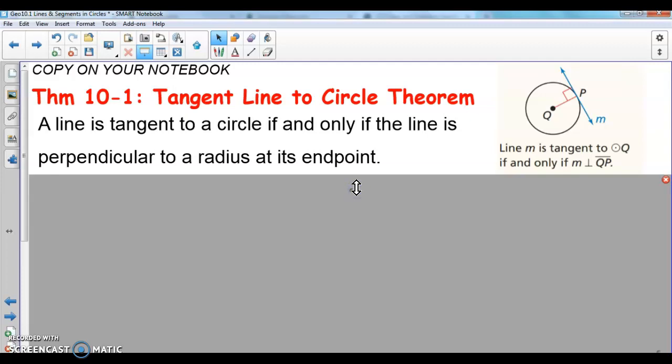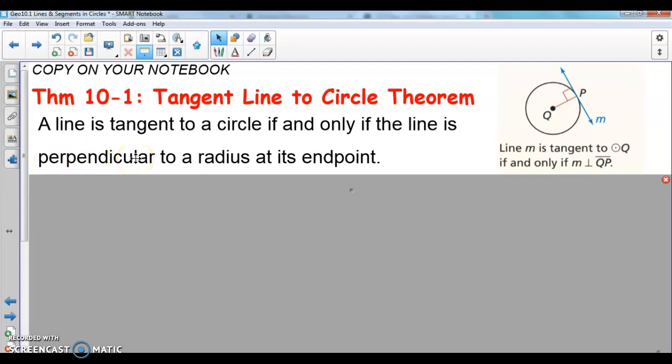It says that a line is tangent to a circle if and only if the line is perpendicular to a radius at its endpoint. So there are three words that we have to focus on in this theorem. The first one is tangent. By definition, we know that a line is tangent if it touches the circle at only one point. So in this case, the point of tangency is point P.